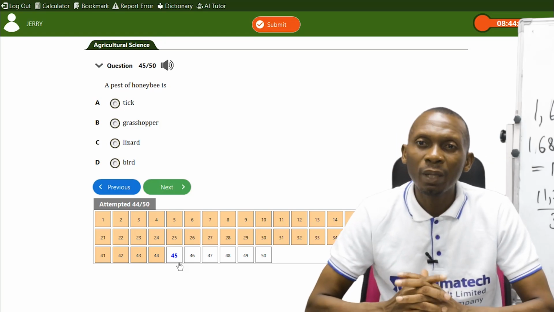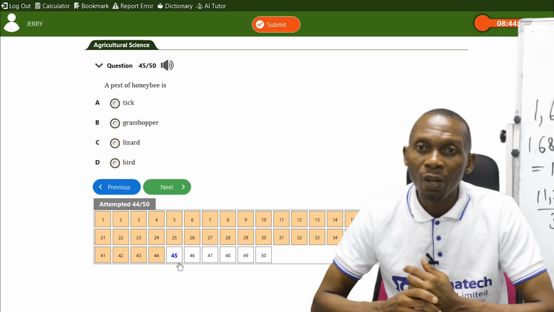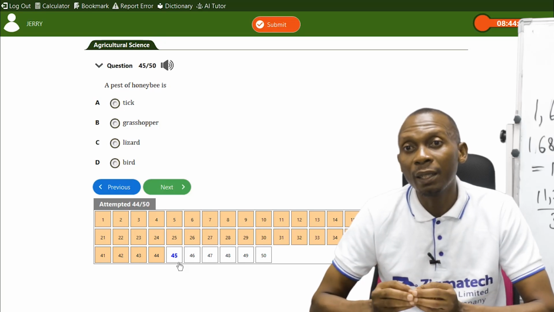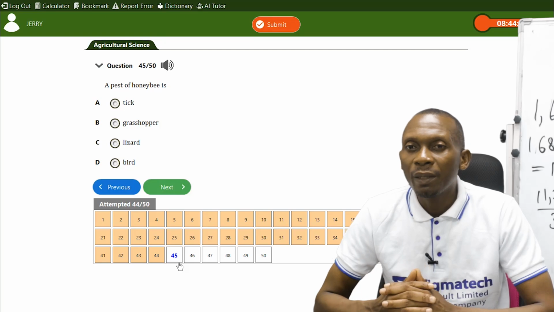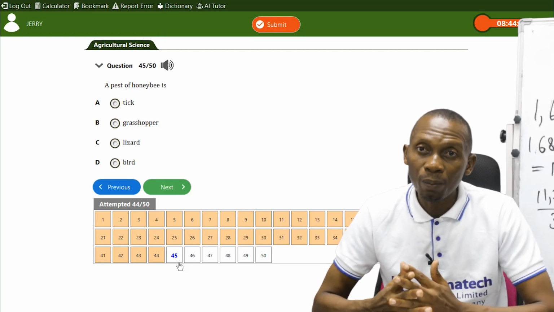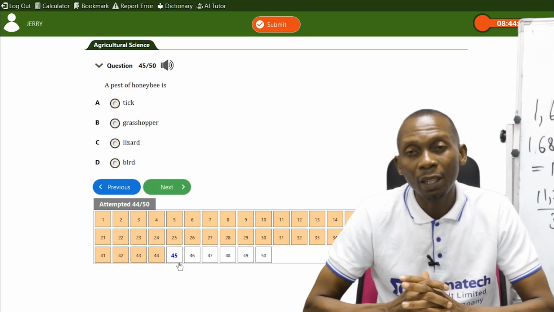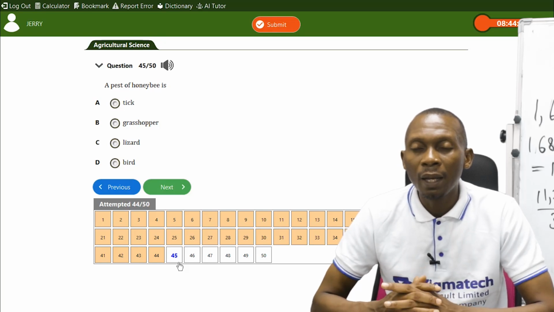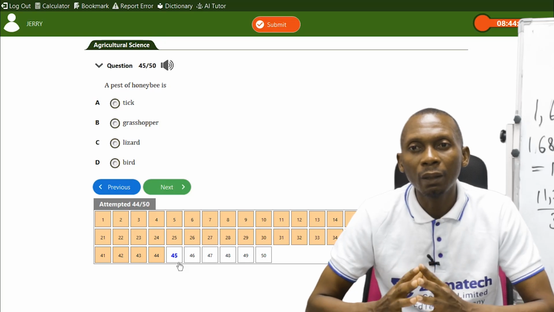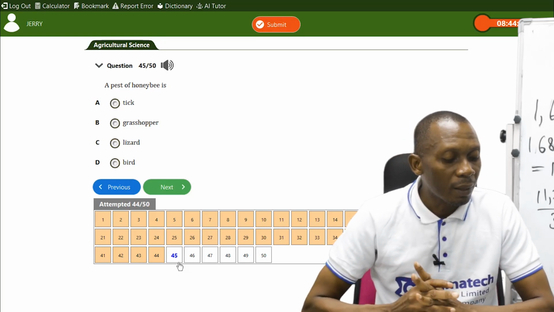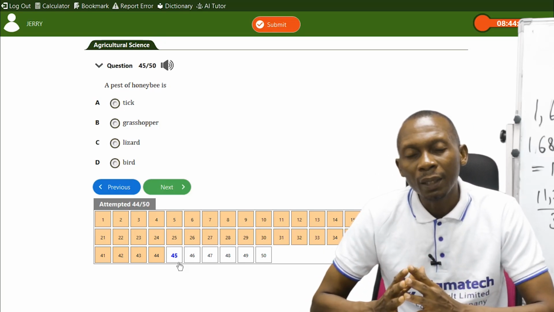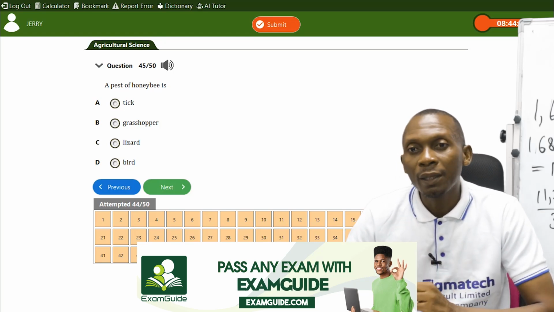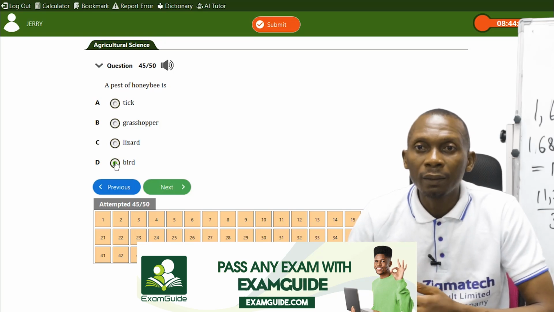Lizard probably would be, but not really an ideal pest of honeybee. Birds, we have solitary bees that are individual honeybees and bees in colonies, but the birds here I would choose as the option as a pest. But the ideal pests of honeybees are the varroa mites, the wax moth, and the small hive beetles. These are the 3 ideal pests of honeybees, and these options are not here. But in this case, I would choose the birds as pest of honeybee.